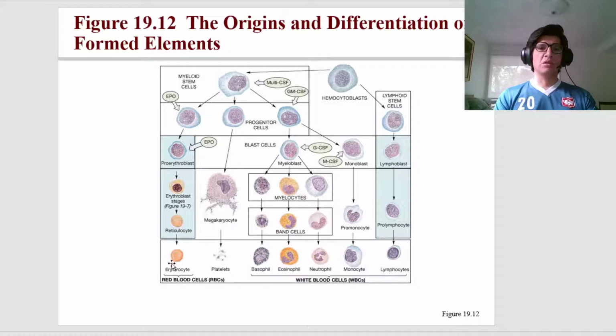We saw erythrocytes that come from myeloid stem cells that are stimulated by EPO. All other cells come from myeloid stem cells as well, all other white blood cells and platelets. Platelets come from these megakaryocytes.